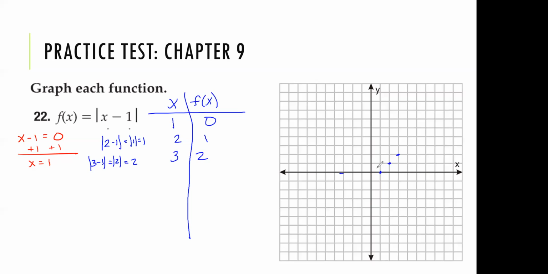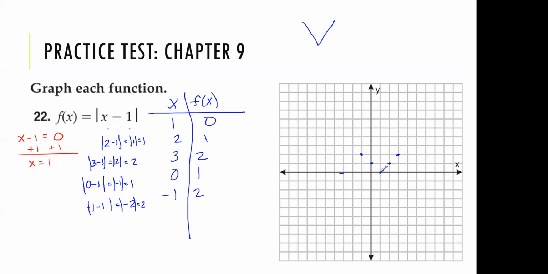I know this is an absolute value function, so I know it's going to be V-shaped. So I want some points on the other side as well. So let's plug in 0. 0 minus 1 is negative 1, and the absolute value of negative 1 is 1. So when x is 0, f of x is 1. And I'll just plug in negative 1, excuse me. When x is negative 1, negative 1 minus 1 is equal to negative 2, and the absolute value of negative 2 is positive 2. So when x is negative 1, f of x is positive 2.